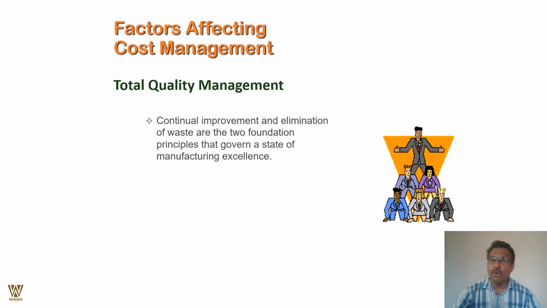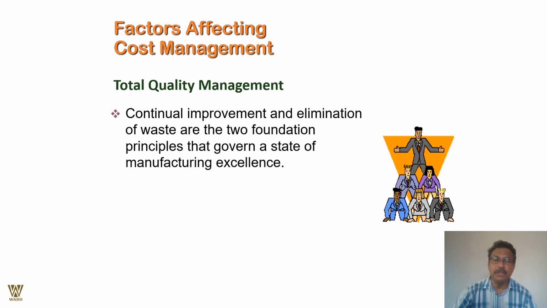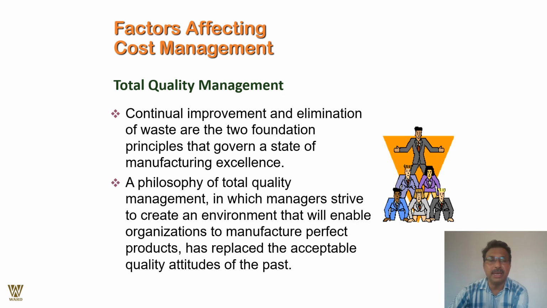We are talking about total quality management. Continual improvement and elimination of waste are the two foundation principles that govern a state of manufacturing excellence. Absolutely well said. Continuous improvement and elimination of any sort of wastage are two things that should inculcate manufacturing excellence altogether. A philosophy of total quality management, in which managers strive to create an environment that will enable the organization to manufacture a perfect product, has replaced the acceptable quality attitudes of the past.